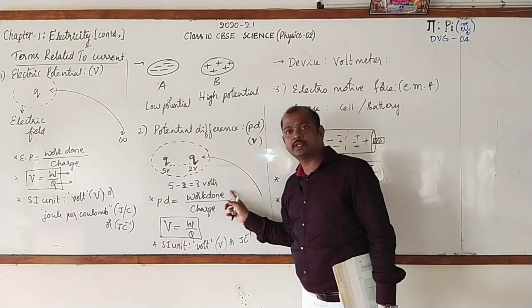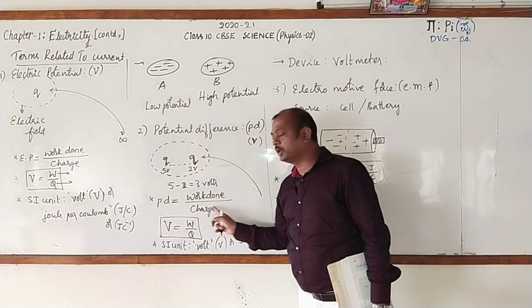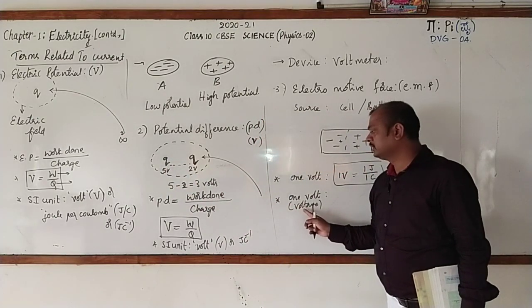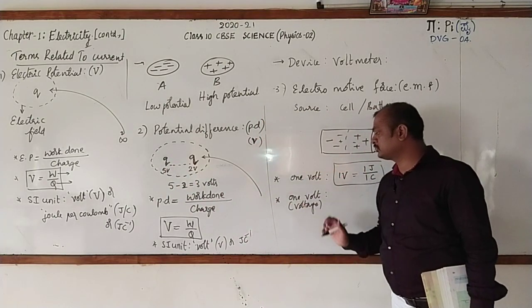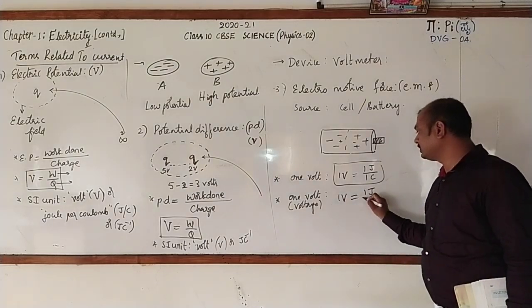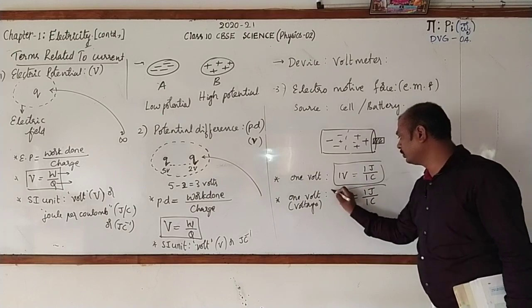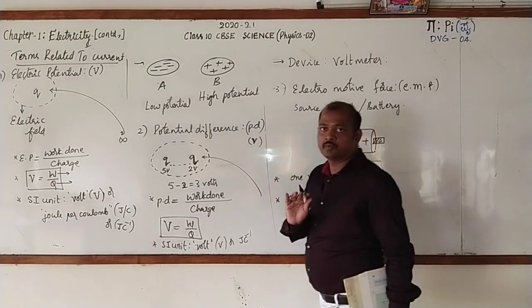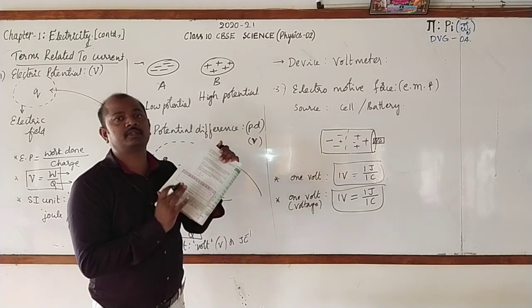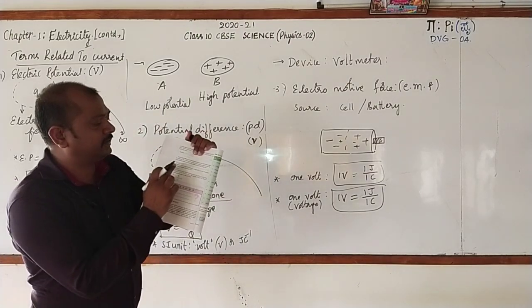If 1 joule of work is done in moving 1 coulomb of charge from one point to another point in an electric field, then the potential difference is said to be 1 volt. So that is also 1 V is equal to 1 joule per 1 coulomb. Finished up. Okay, now we are moving to the numerical problems that are given in your NCERT textbook.